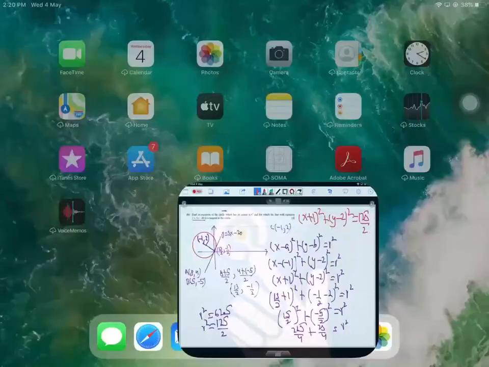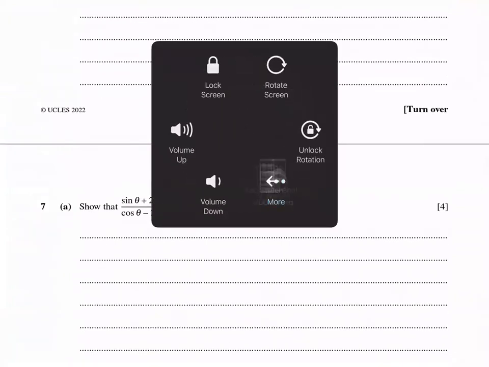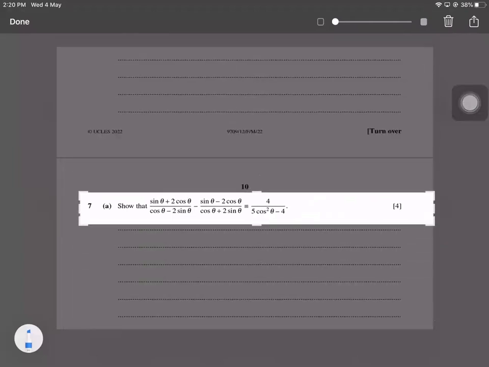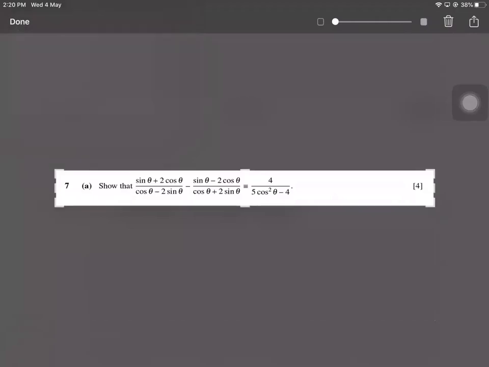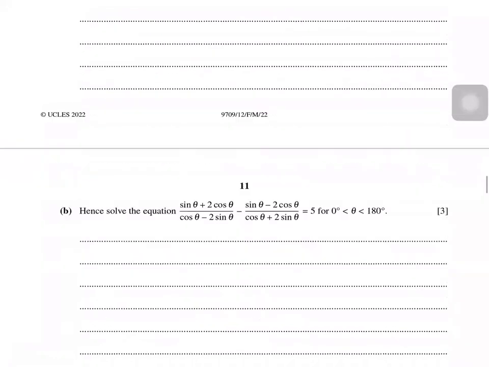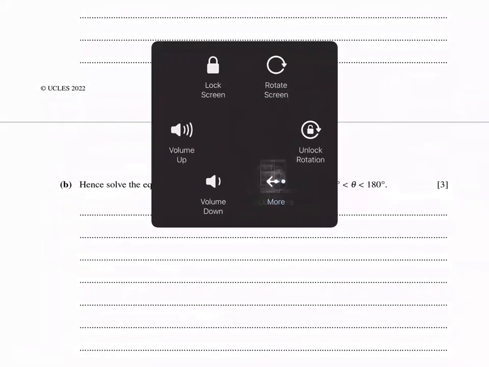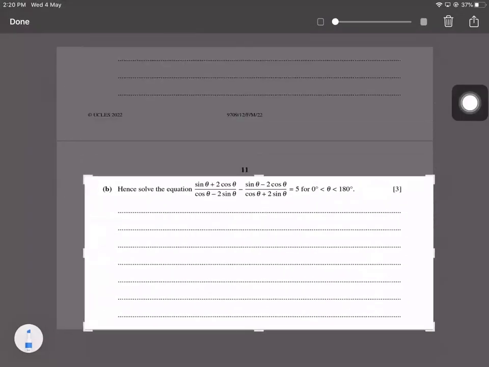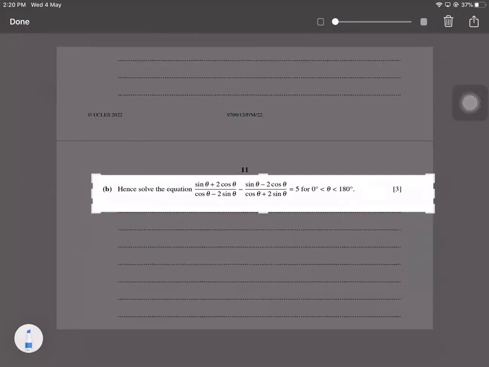All right, so next we have question number 7, trigonometry. First part is identities and second part is equation. Very scoring question indeed.